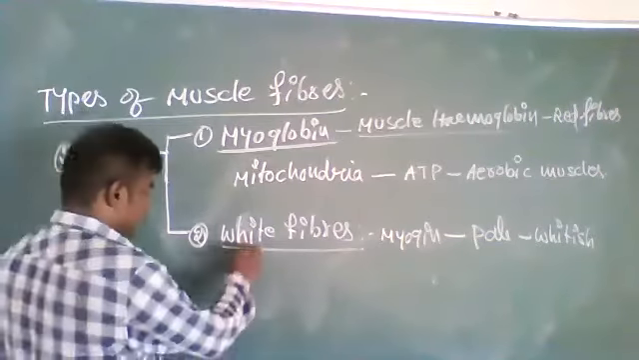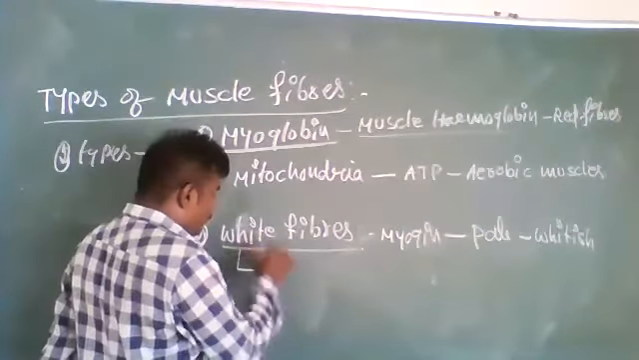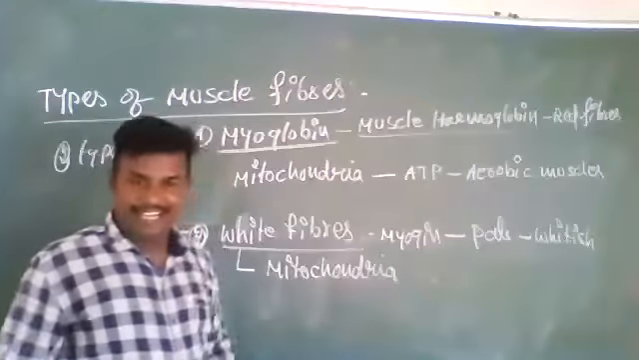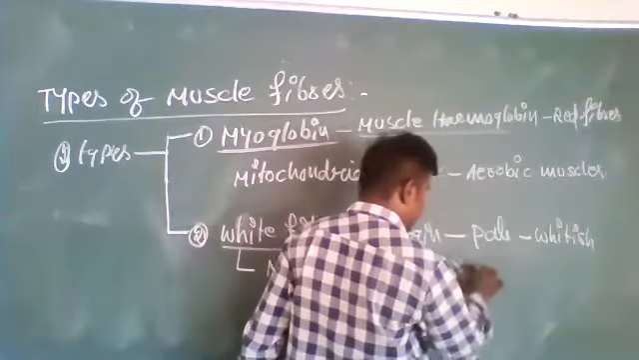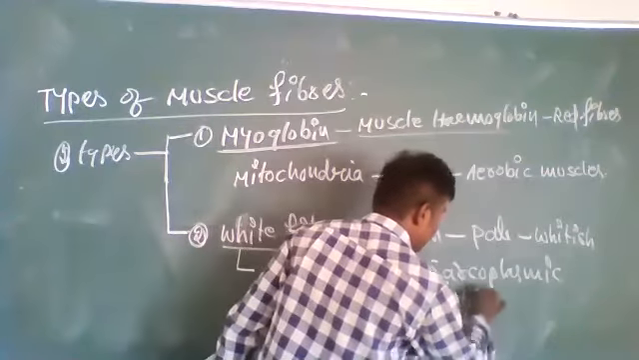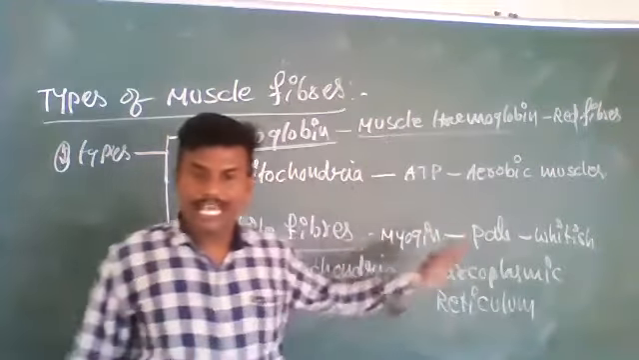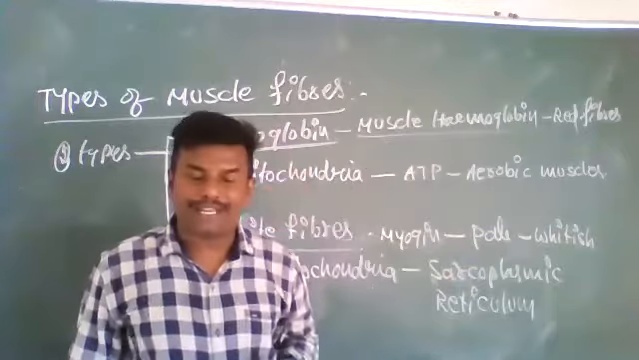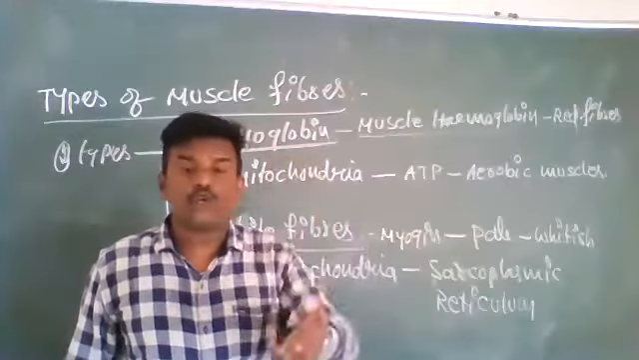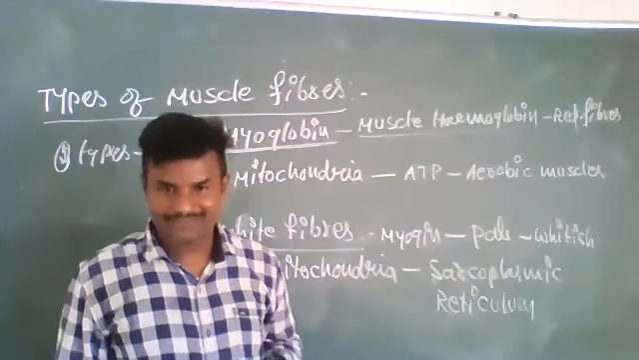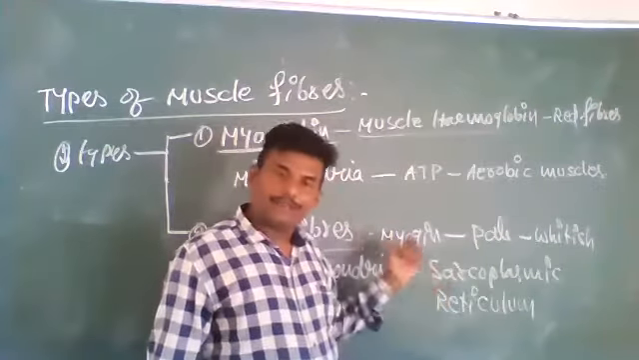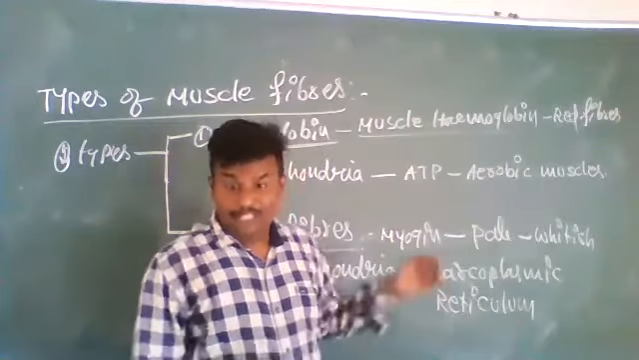White fibers contain very few mitochondria, but they contain an excess amount of sarcoplasmic reticulum. Sarcoplasmic reticulum plays a major role in the regulation of calcium ions. The mitochondrial number is very few, but they contain excess sarcoplasmic reticulum.